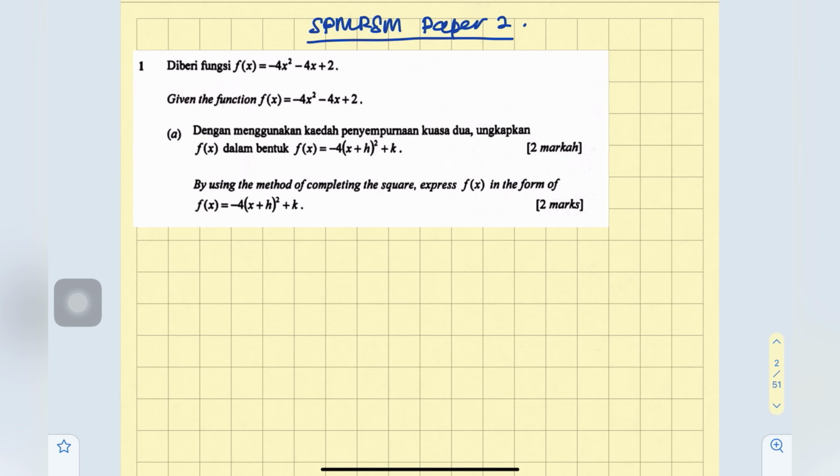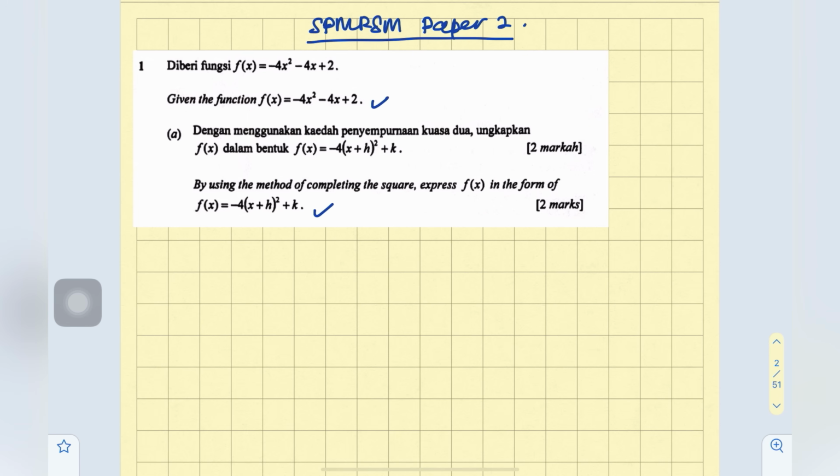Okay, question number 1. Given the function f(x) equals negative 4x squared minus 4x plus 2. A, by using the method of completing the square, express f(x) in the form of f(x) equals negative 4(x plus h) squared plus k. You know that this is the general form of a quadratic function and this is the vertex form of a quadratic function. To convert from general form to vertex form, we can use completing the square.